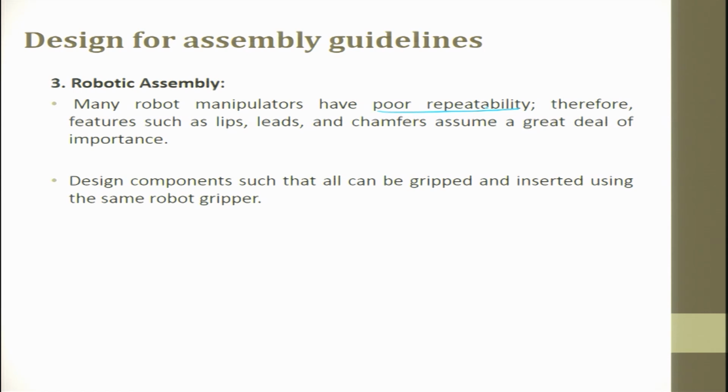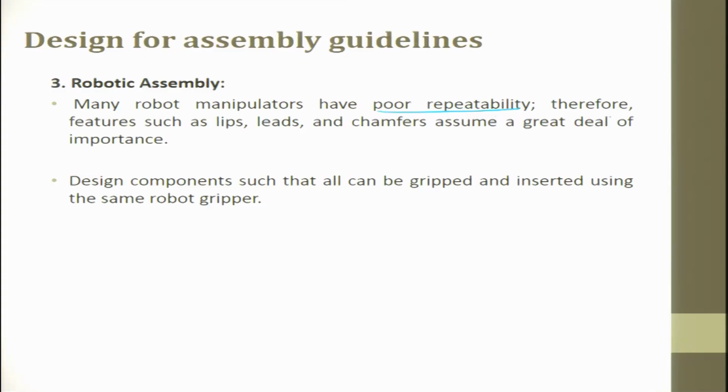So, knowing this, you have to add a controller and systematically fine tune the error. Every time it has to be calibrated, checked against the calibrated status, and then you give the error signal. So, it goes back to the original location. Because of poor repeatability, features such as lip, leads and chamfer assume a great deal of importance.